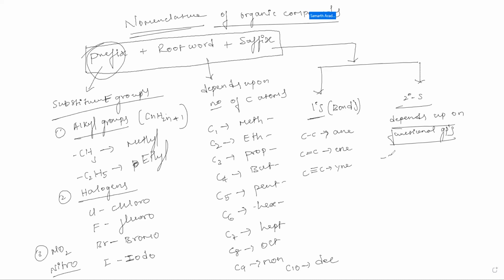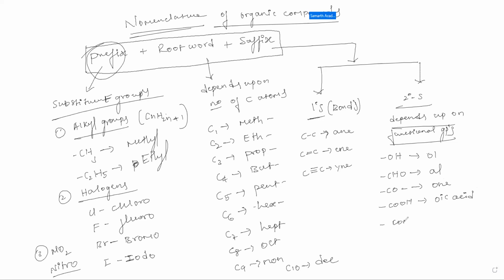If the compound contains an OH group, that is an alcohol, so the suffix is -ol. When you have an aldehyde, that is CHO, so the suffix is -al. If the functional group is a ketone, you have to use -one. If the functional group is a carboxylic acid, the suffix is -oic acid.